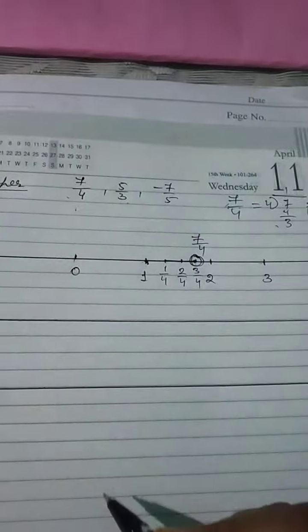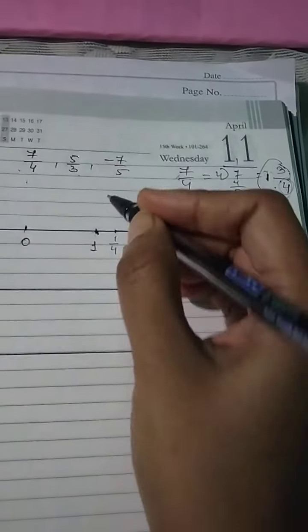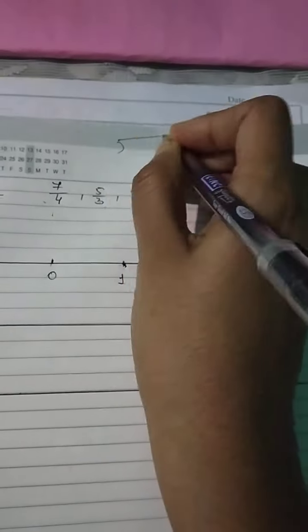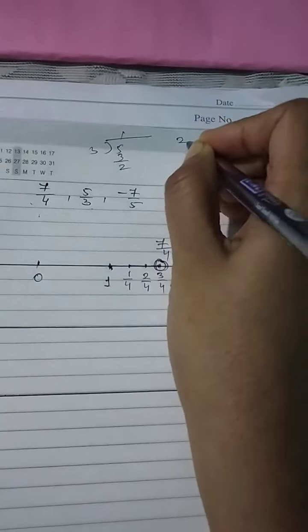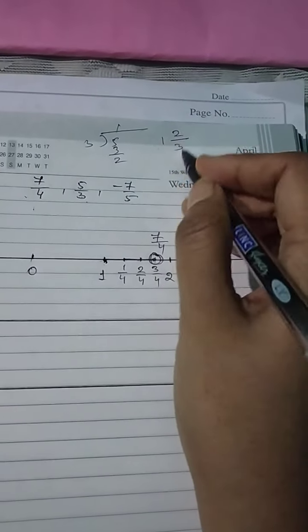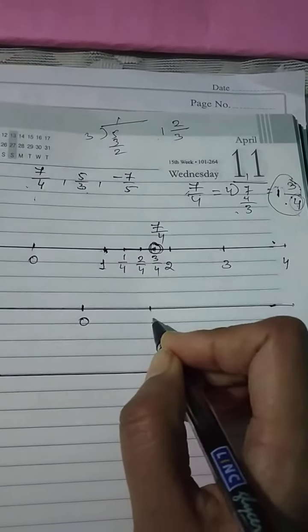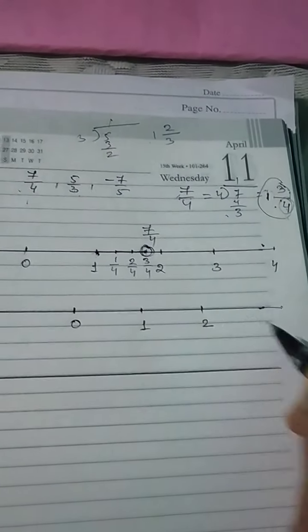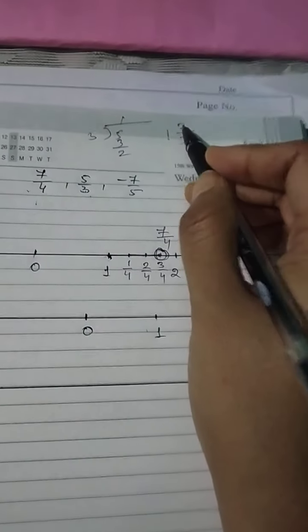So let's see one more. Suppose 5 by 3 you have to plot. So we will first change this 5 by 3 into what? Mixed fraction. Change this 5 by 3. 3 into 5: we will get here 2. So 1 whole 2 by 3. This is also positive. So 1, 2, 3. After 1 you have to take 2 by 3.